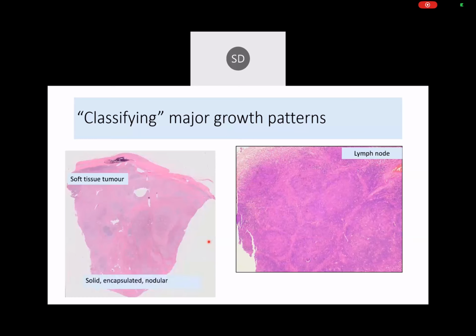It is solid, number one. Is it solid or is it not? This is not cystic, right? So it is solid, it is encapsulated and it is nodular. So if you were describing this lesion, you would say that this is a tumor that is solid, encapsulated and nodular.